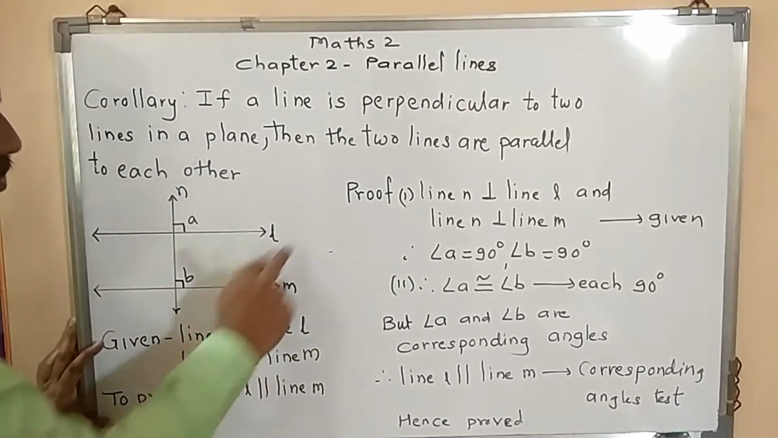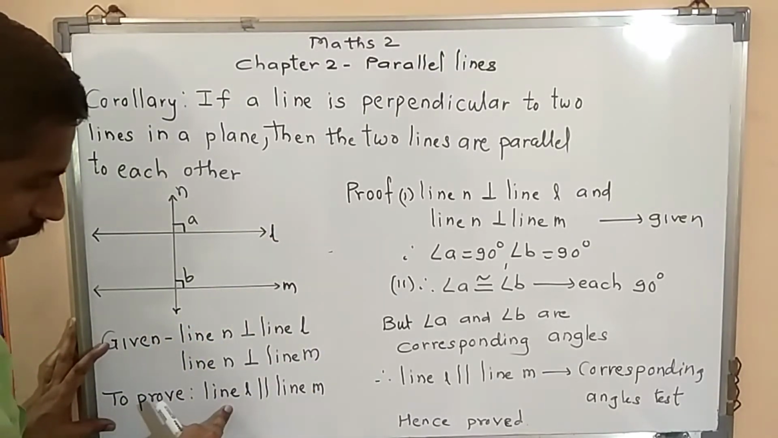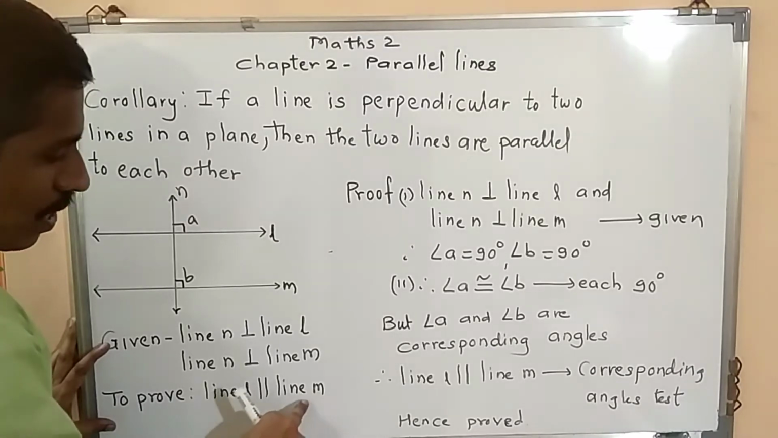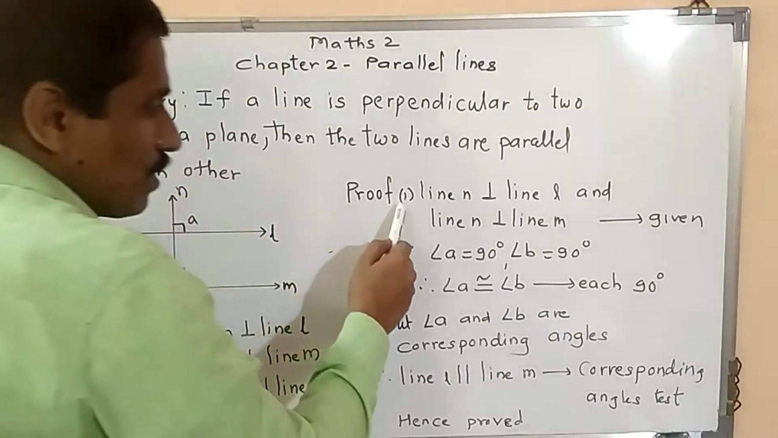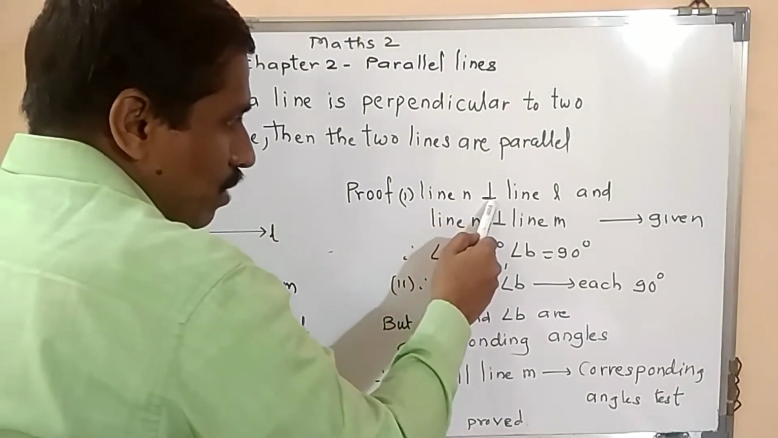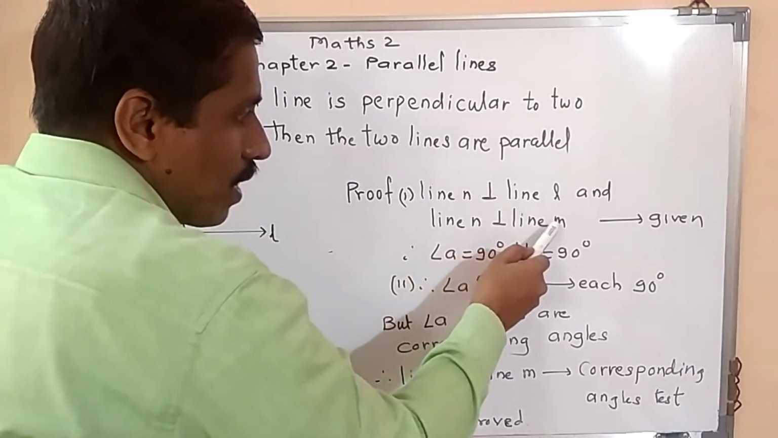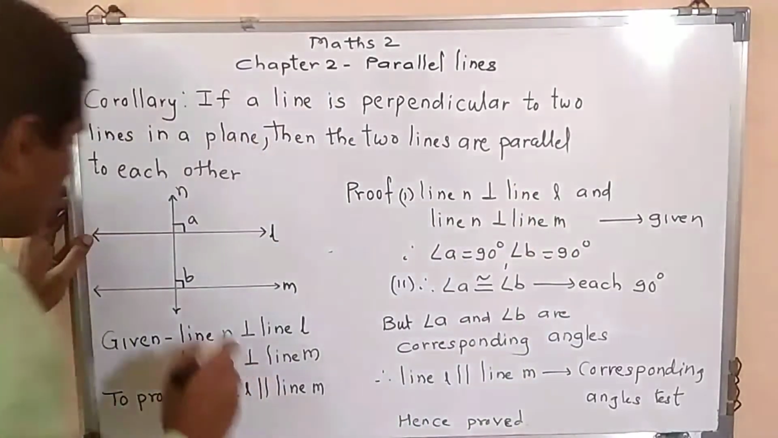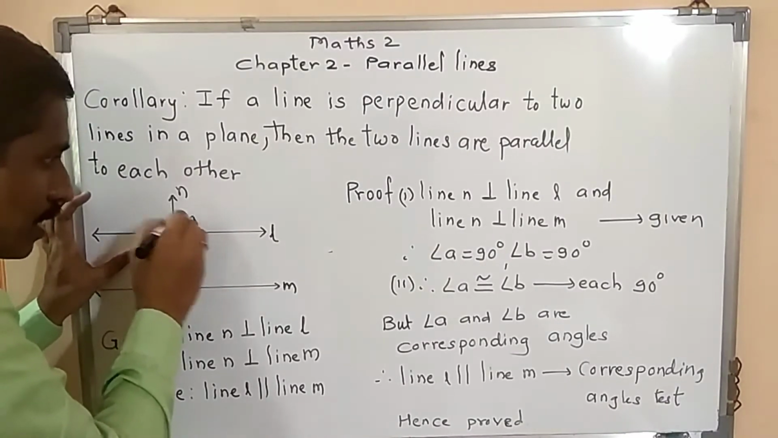What I have to prove? Those two lines are parallel to each other. It means the to-prove part is line L is parallel to line M. Now, proof. First statement, line N perpendicular to line L, line N perpendicular to line M. What do you mean by perpendicular? At the point of intersection, the angle formed is 90 degrees.